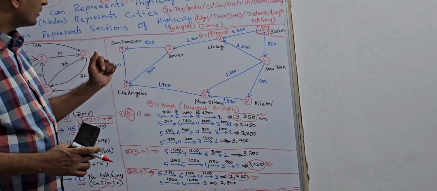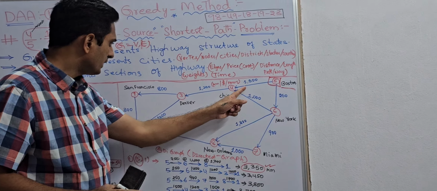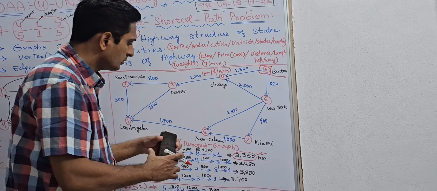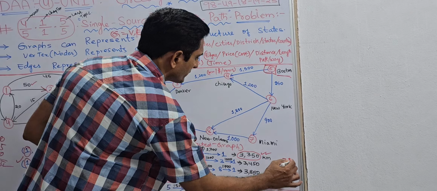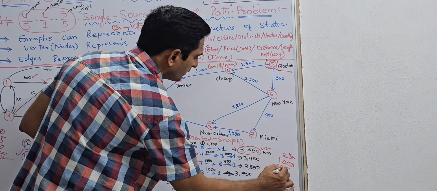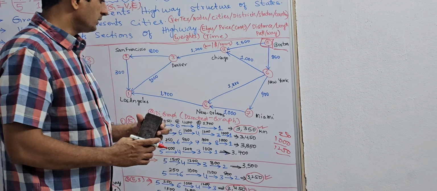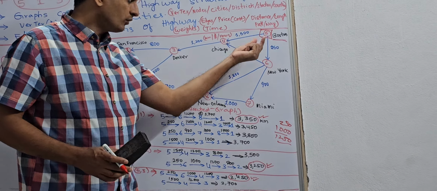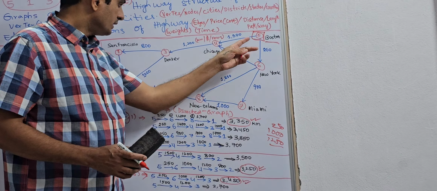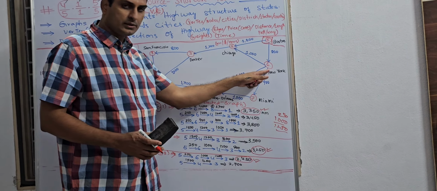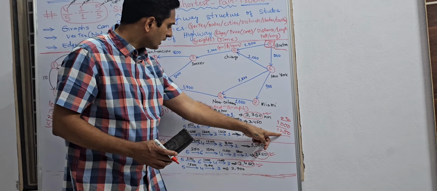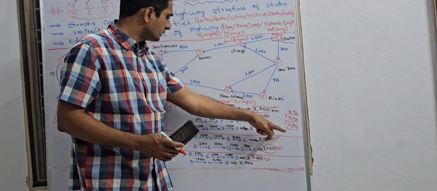5 to 4, for example, there is one way, that is 1500. One more way is also there. 5 to 6 is 250 kilometers, and 6 to 4 is 1000 kilometers. This is the shortest. Even though 5 to 4 is the direct way, it is 1500. Instead of that, we travel 5 to 6 and 6 to 4, that is 1250 kilometers, less than the direct one. So this we need to take.